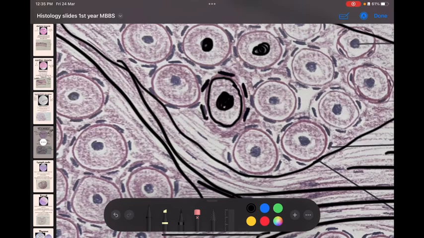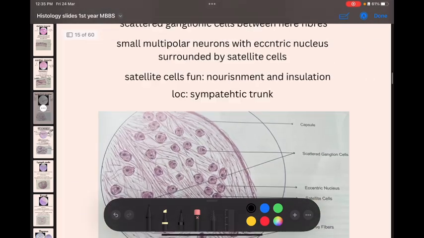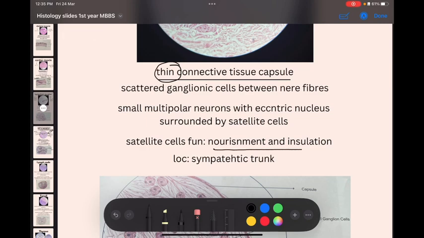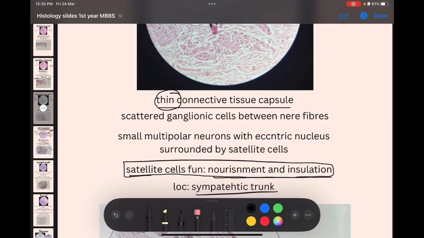These are satellite cells. The function of satellite cells is nourishment and insulation. Okay, very easy. Location is the sympathetic chain for the sympathetic ganglion.